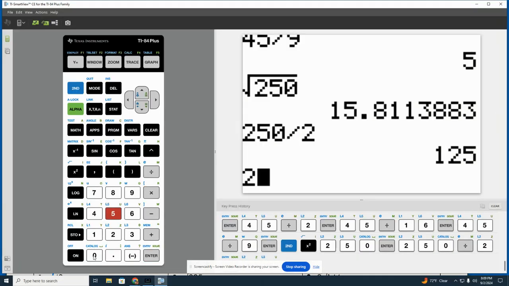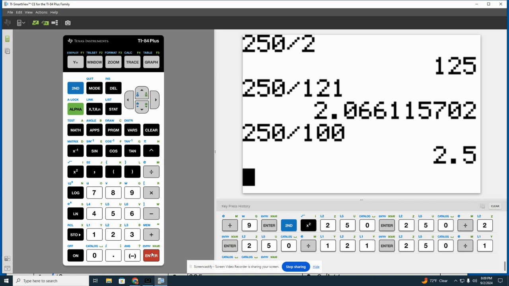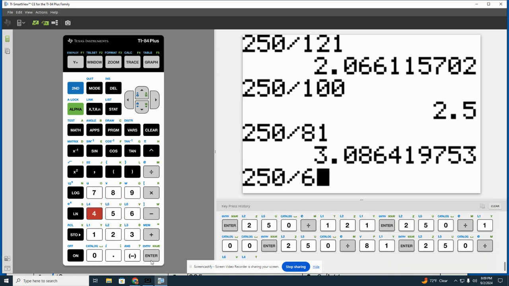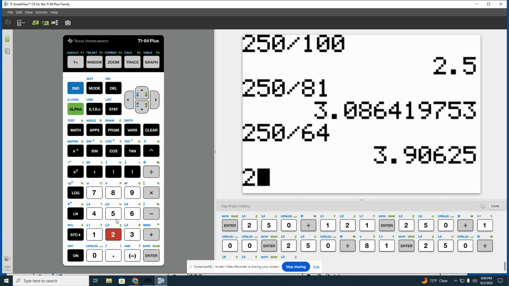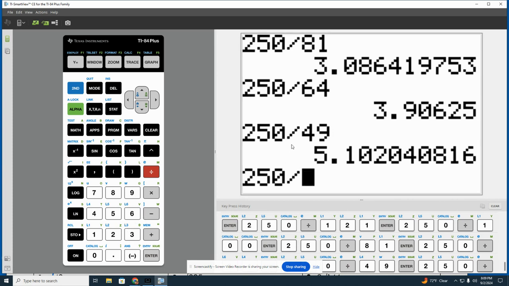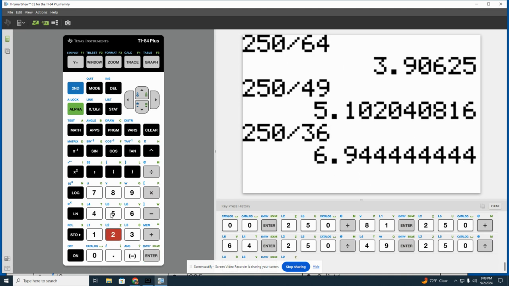So 250 divided by 121? Nope. 250 divided by 100? And this is not hard, okay? So don't complain. 250 divided by 81? Nope. 250 divided by 64? Nope. Close. 250 divided by 49? Nope. 250 divided by, what's the next one? 36. Nope. 250, here it is, y'all.